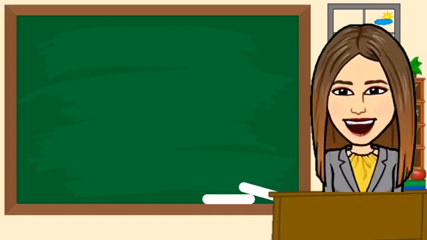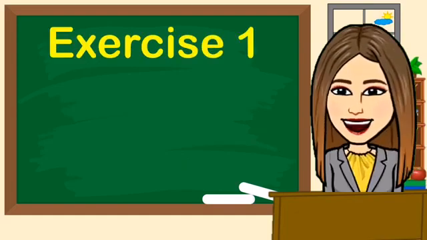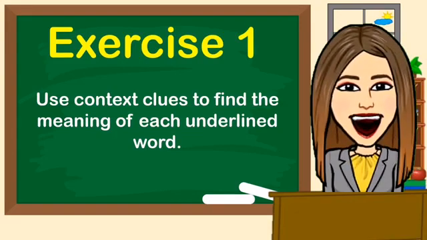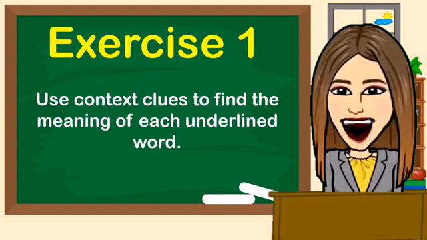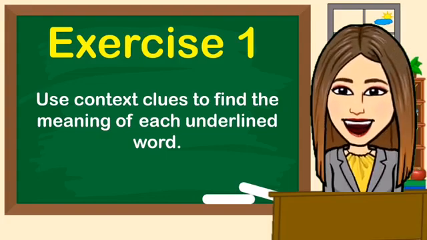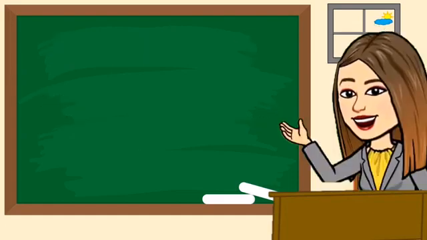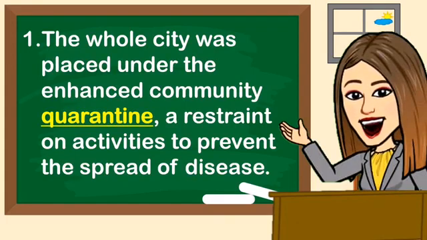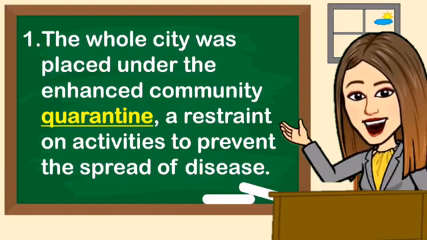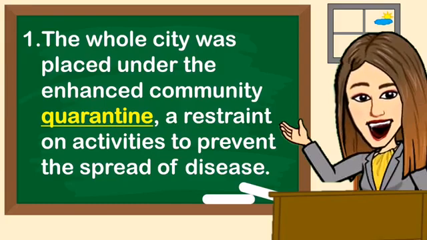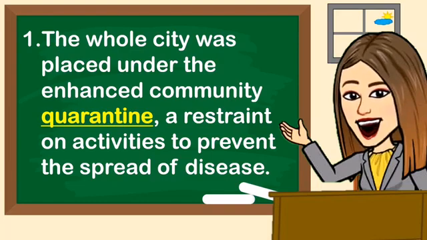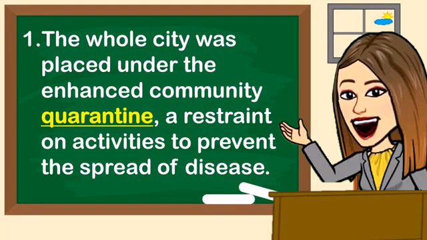Let's have our first exercise. Use context clues to find the meaning of each underlined word. Are you ready? Now, get your notebook and pencil to write your answer. Then after the 5 items, we will check your answers. Number 1. The whole city was placed under the enhanced community quarantine, a restraint on activities to prevent the spread of disease. The unfamiliar word is quarantine. Hanapin ang kahulugan ng salitang quarantine sa mismong pangungusap. Use context clues in finding the meaning of the word quarantine.